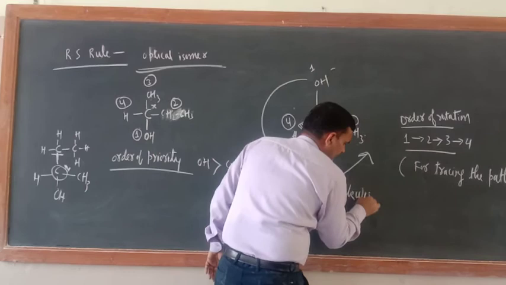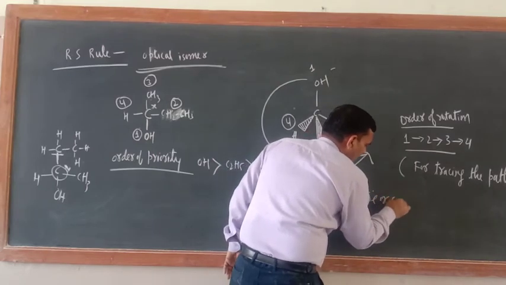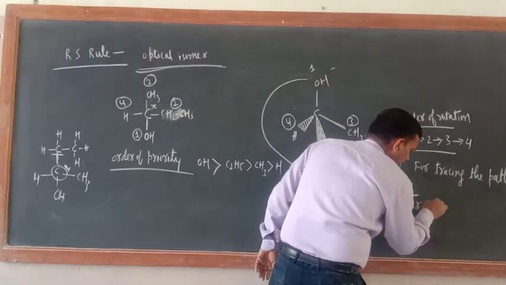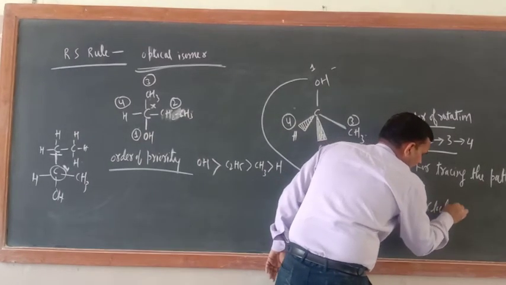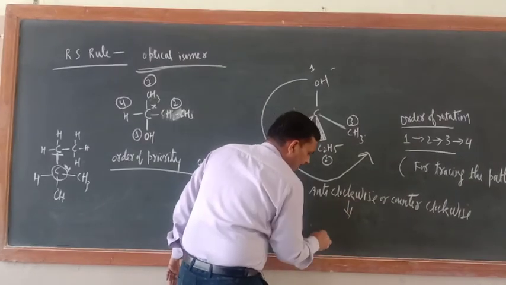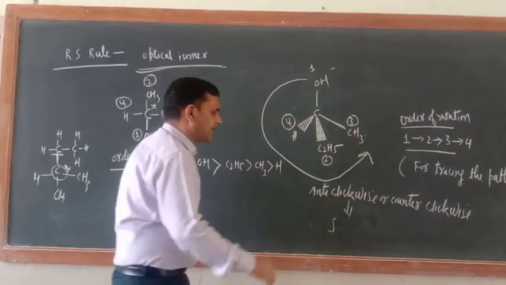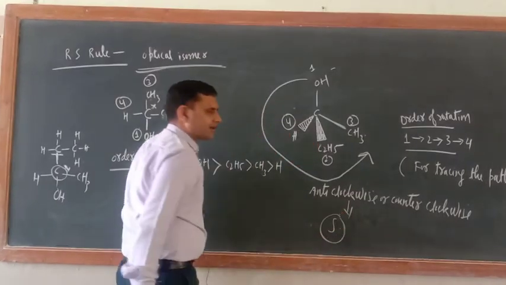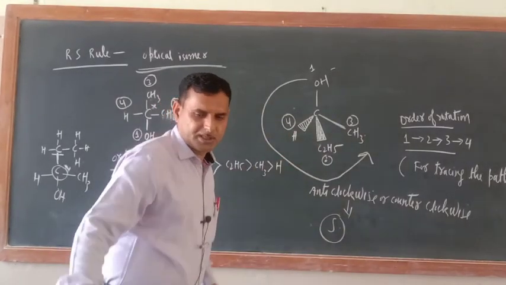Anti-clockwise, or counter-clockwise. So this is counter-clockwise, or you can write here S. This is the S isomer. Left hand side rotation is there.